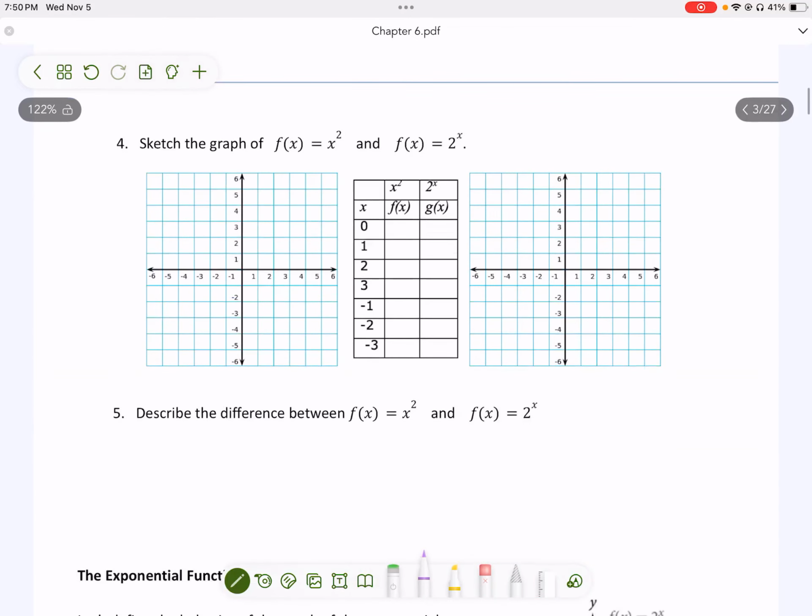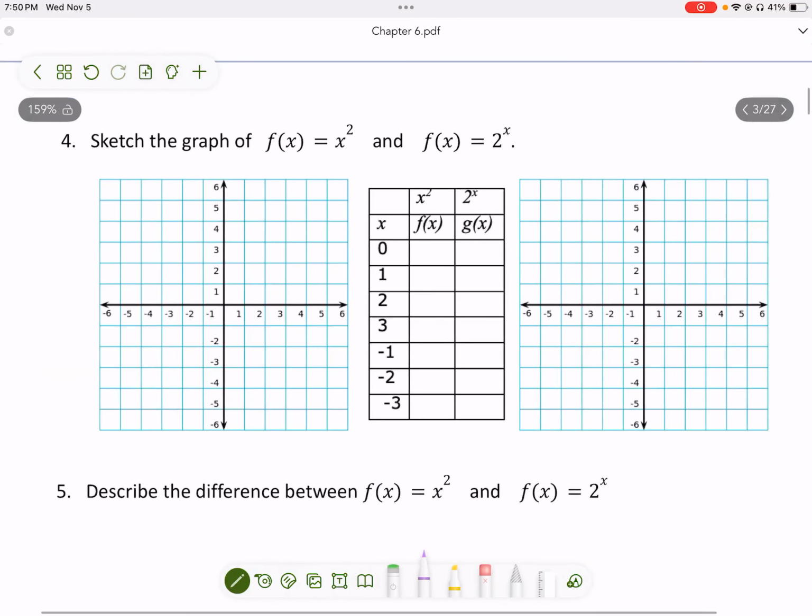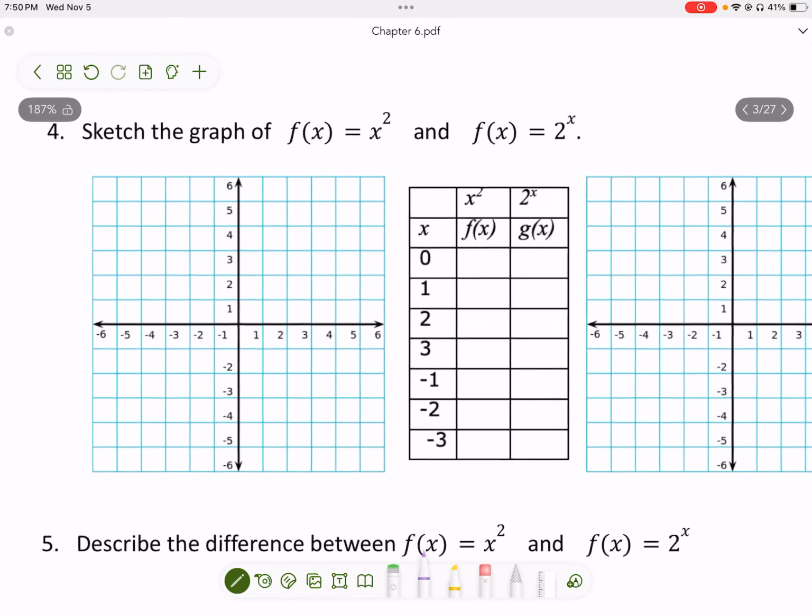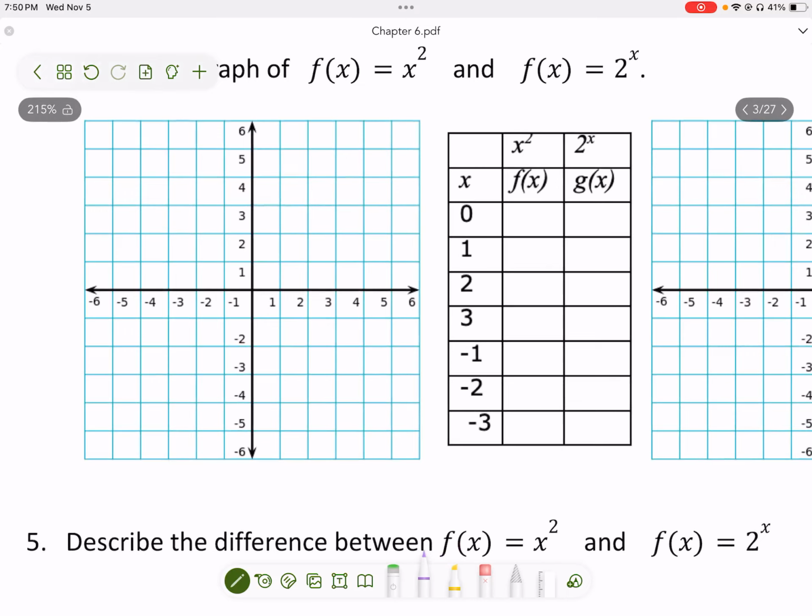Next up, let's go ahead and sketch the graphs of x squared and 2 to the power of x using a table of values. So 0 squared is 0, 1 squared is 1, 2 squared is 4, 3 squared is 9, negative 1 squared is 1, negative 2 squared is 4, negative 3 squared is 9. So we're going to have this curve. Oh, that actually almost worked perfectly. There we go.